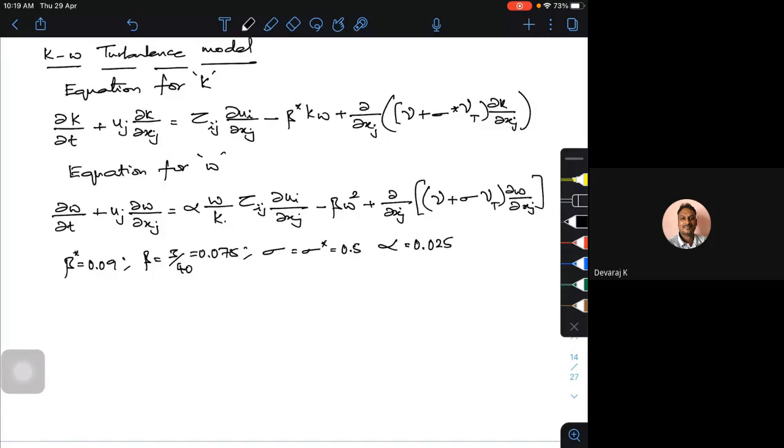Omega is one more variable in the k omega model. So k is one equation and omega is another equation. Both equations have to be solved to obtain any kind of turbulence values using your k omega model.